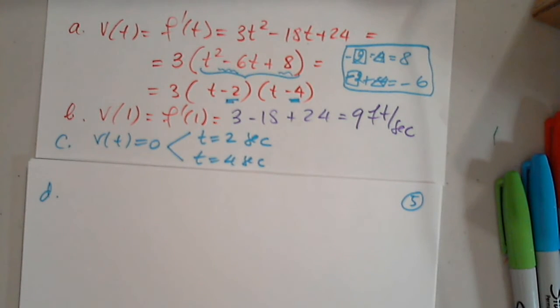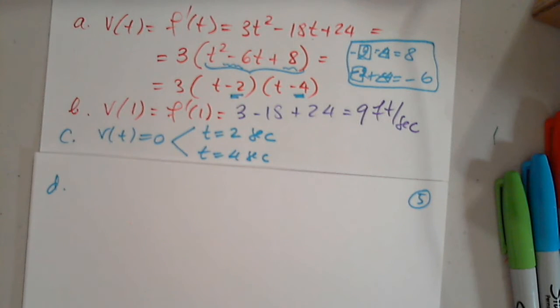Okay, so let's continue now. When is the particle moving in the positive direction? Draw a diagram to illustrate the motion of the particle and use it to find the total distance in feet traveled during the first 6 seconds. Okay, so D and E, 6 seconds.